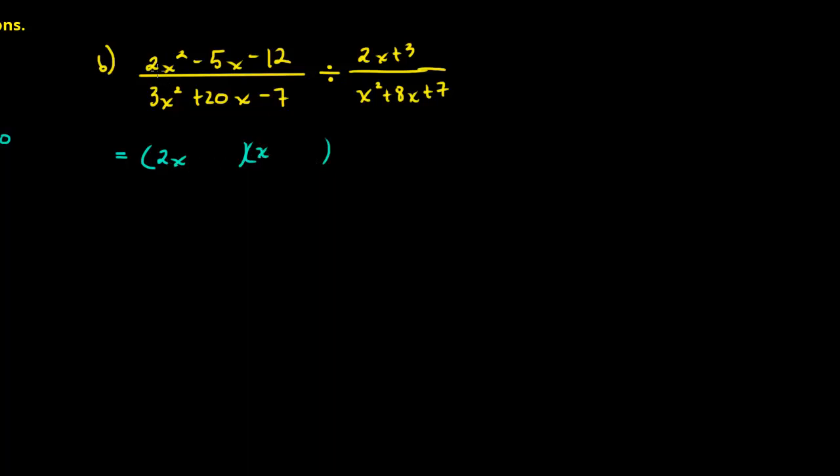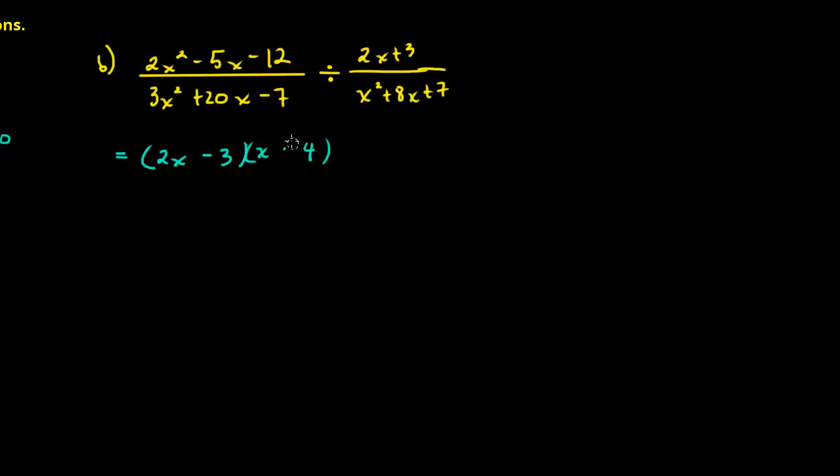2x times x is going to give me x squared. I need 2 values that multiply to negative 12. Let's try positive 4 and minus 3. And then let's check the middle term. Well, the middle term is going to be 2x times 4, which is 8x. 8x minus 3x is positive 5x, which doesn't match the middle term.